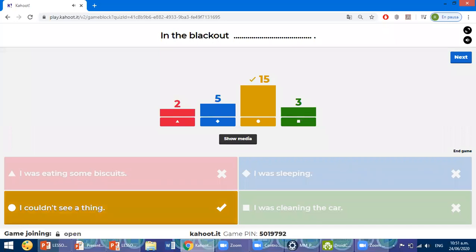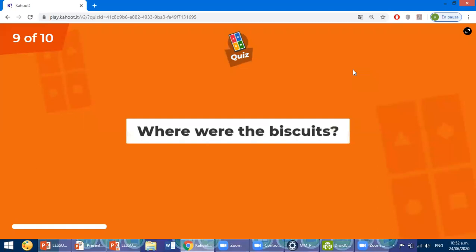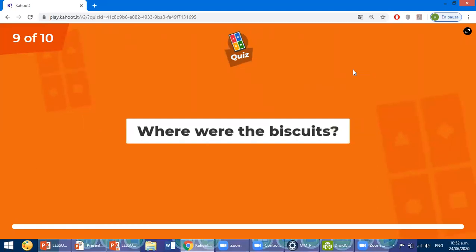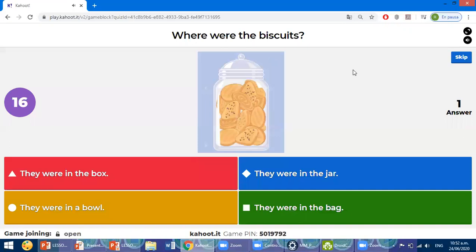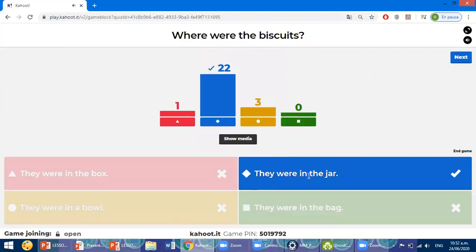I couldn't see a thing. Remember this, could. Could is the past of can. Remember, we worked with this, no? Can is in present, the past of can, could. And this is the negative, couldn't, I couldn't see anything. In the jar, the container, remember, jar is in the vocabulary.